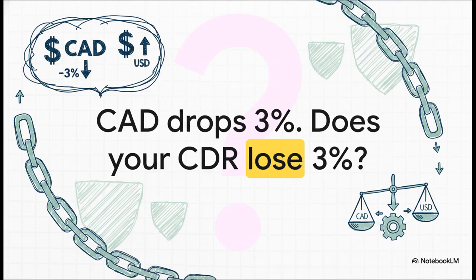The answer is B. CDRs have a built-in CDR ratio that adjusts daily to perfectly hedge against exchange rates. So if the Canadian dollar drops, the ratio just adjusts so your CDR represents a slightly larger fraction of the underlying shares. Your investment only reflects the underlying stock's actual movement. It is totally isolated from those currency swings.